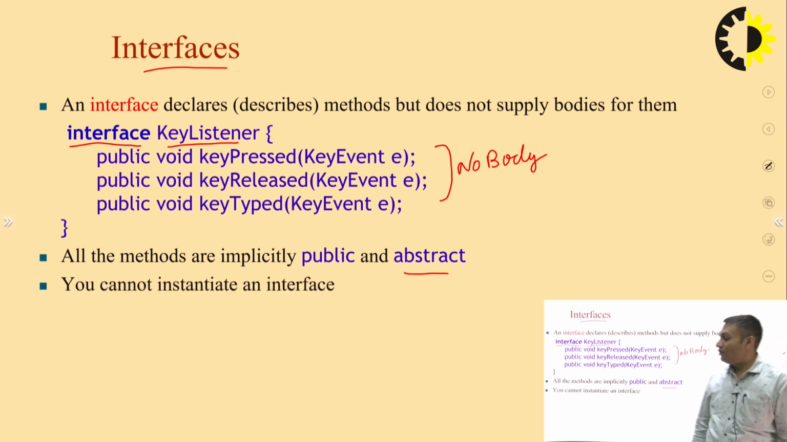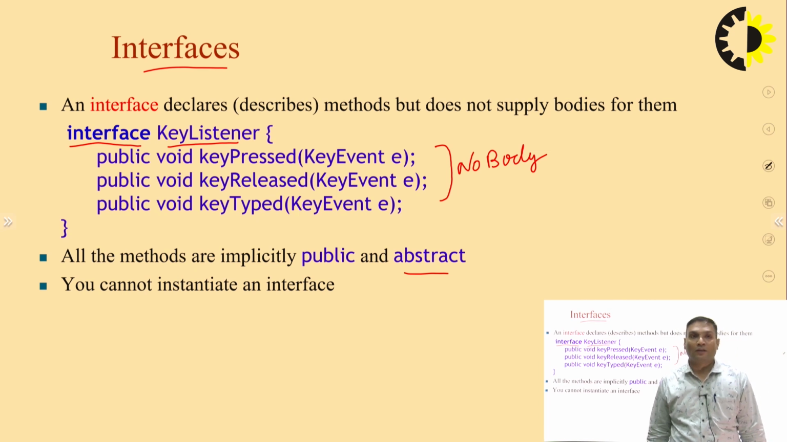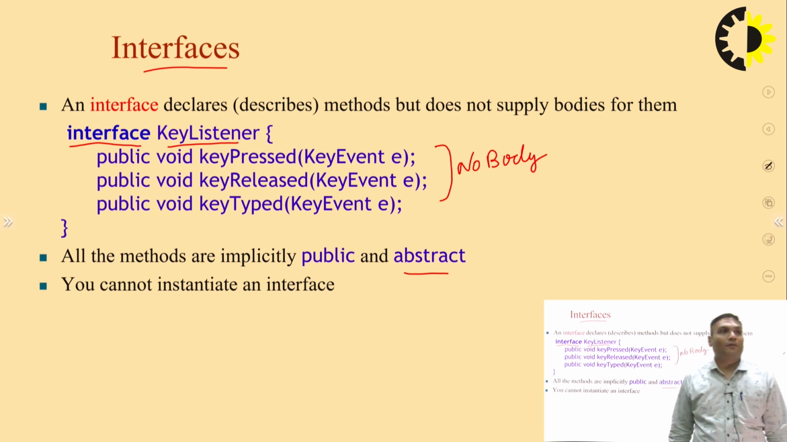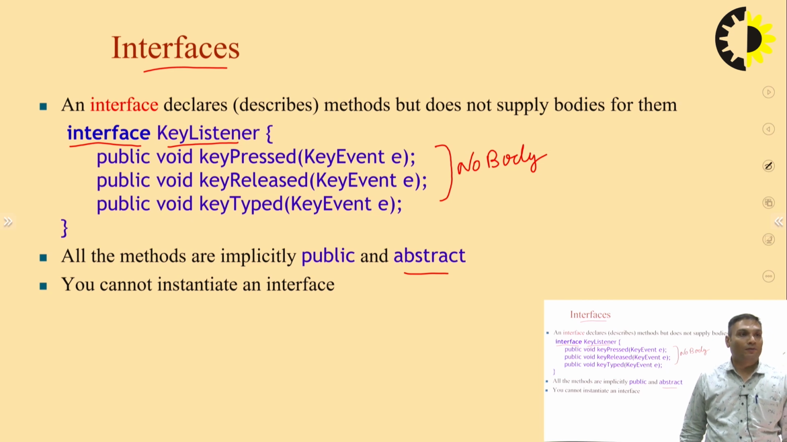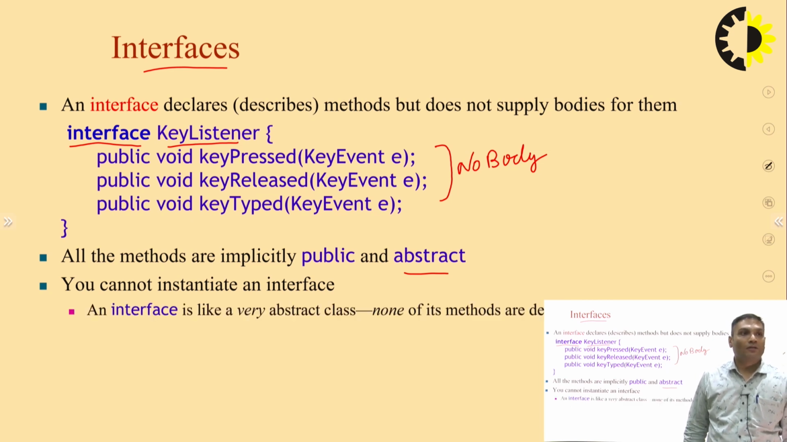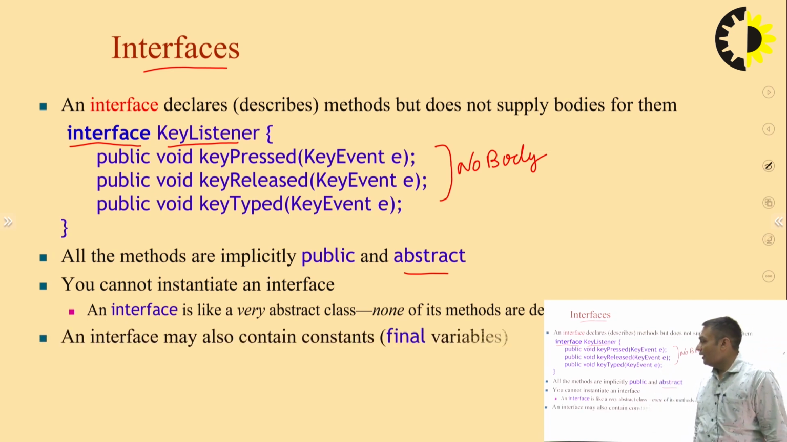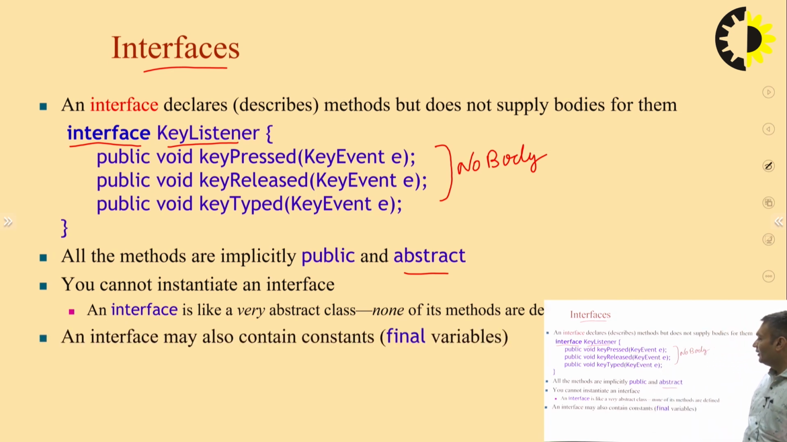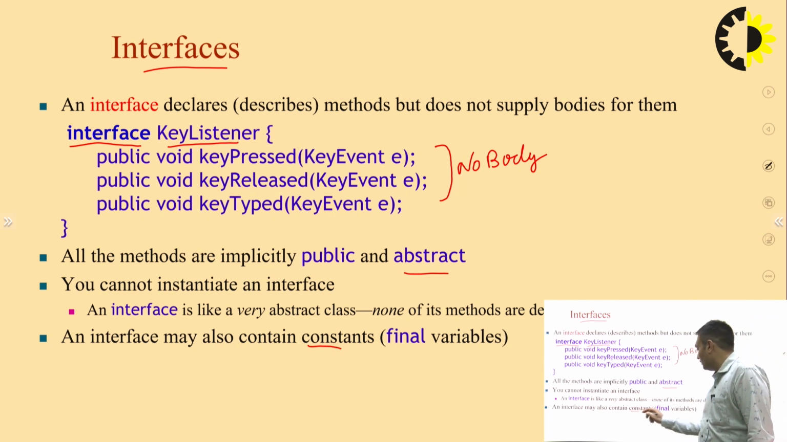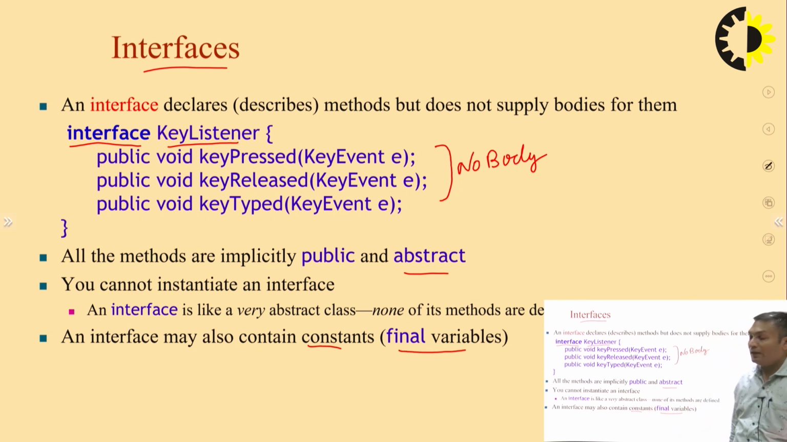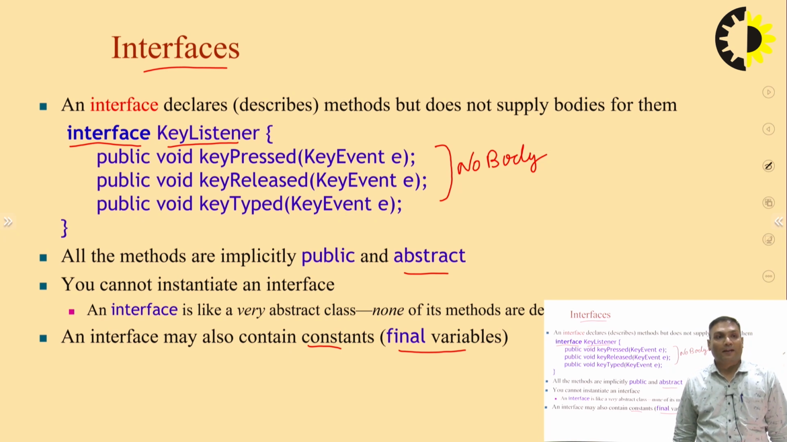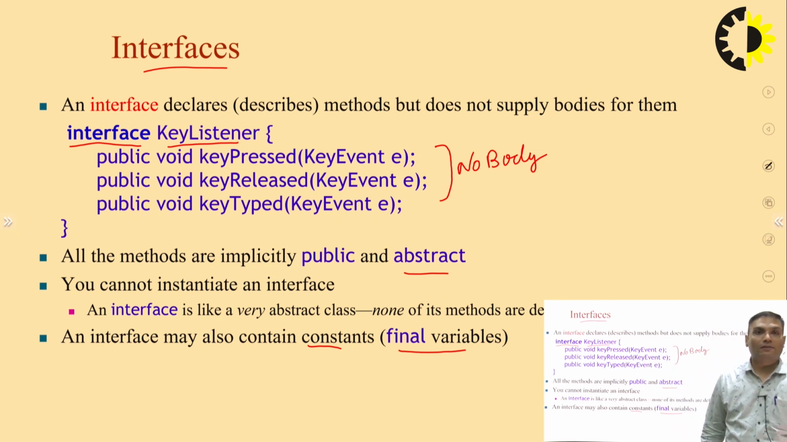You can't instantiate an interface directly. An interface can be implemented by any class. So an interface is like an abstract class, where none of its methods are defined, and an interface may contain constants or final variables. So an interface can have a final variable or constant, but its methods don't have bodies.